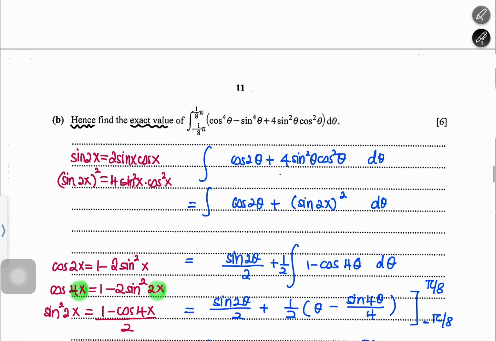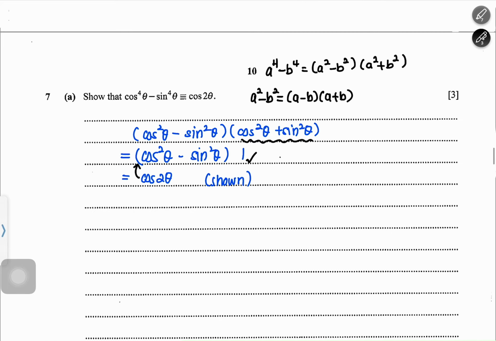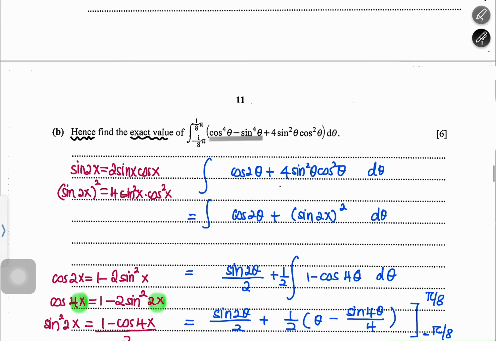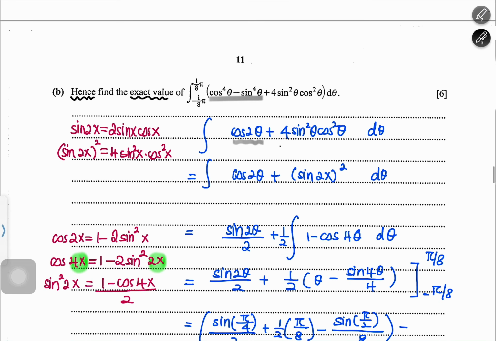So how would you do this? Look at this part. Cos power 4 theta minus sine power 4 theta. This is exactly cos 2a from part A. So you just substitute and it is all ready for integration. This is easy. Now the next one, it has a power for both the sine and the cos. And you know you can't directly integrate.